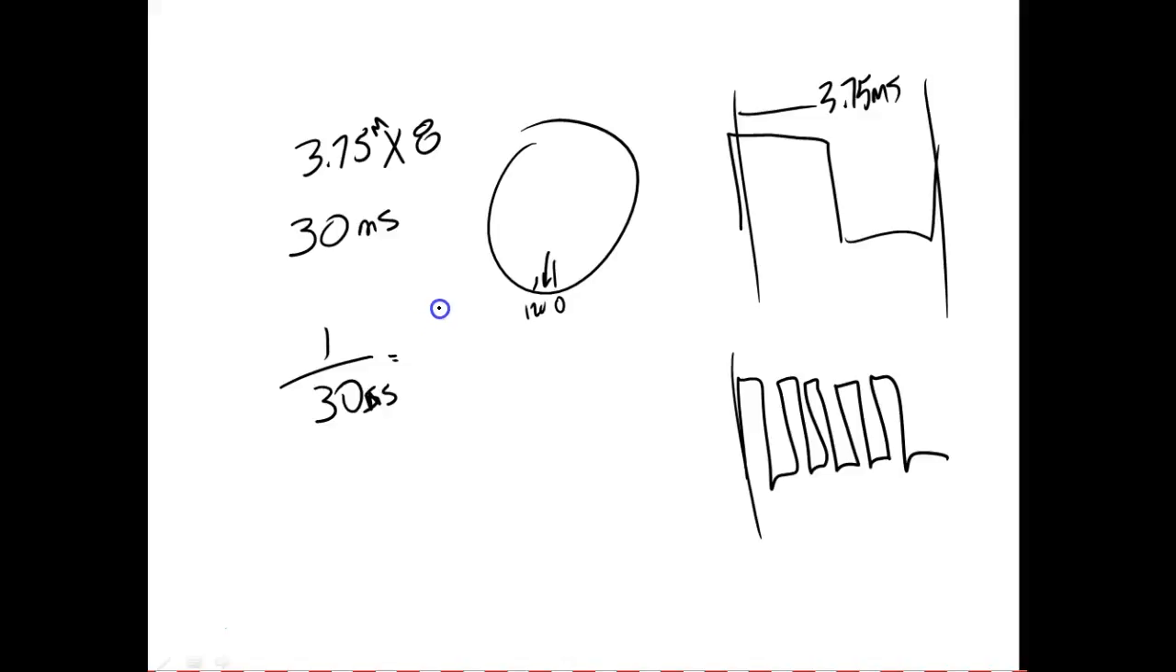This would give me the speed of the revolutions, which would be what? 33.3, right? Okay, now that will give me the speed of the revolutions, but I have to have revolutions per minute.